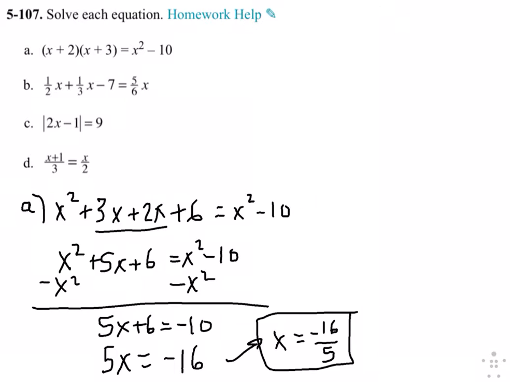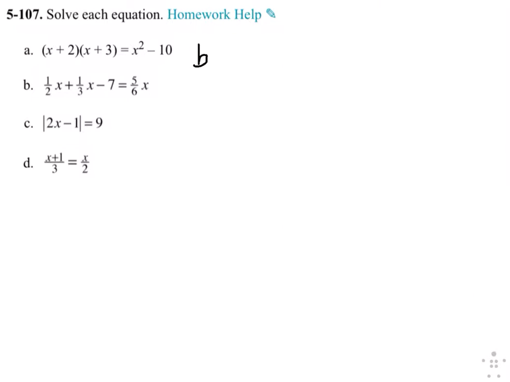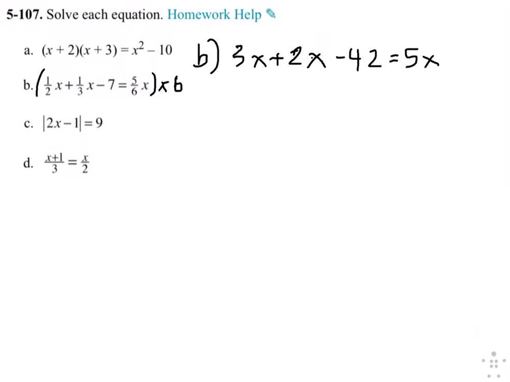Okay, for B, let me make space. For B, we have 1/2, 1/3, and 6 in there. Let's multiply everything by 6, so I'm going to multiply both sides of the equation times 6. 1/2 times 6 is 3x. 1/3 times 6 is 2x. Plus 2x, minus 7 times 6 is 42, equals 6 times 6, which is 5x. This just gets rid of our fractions.